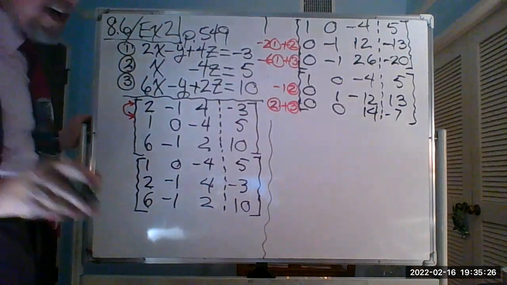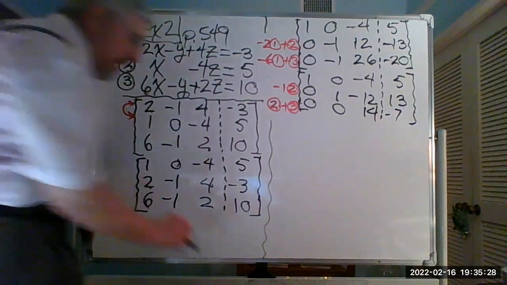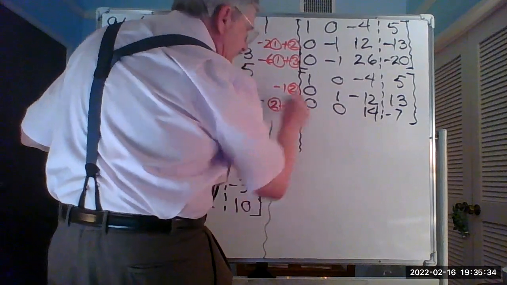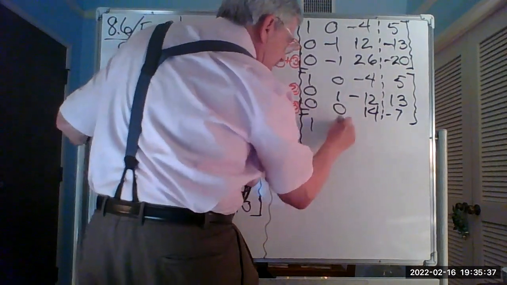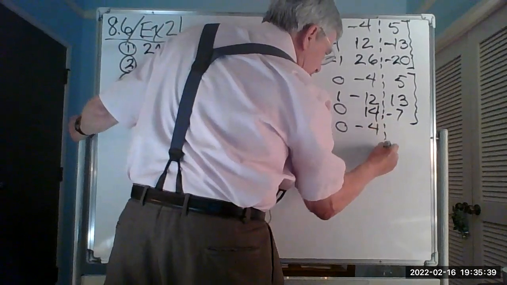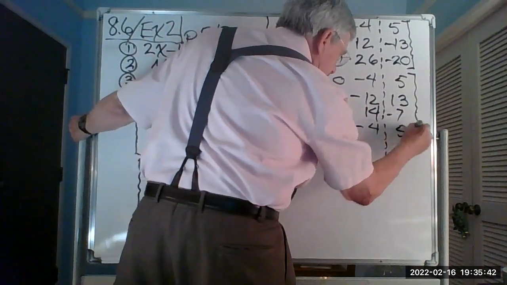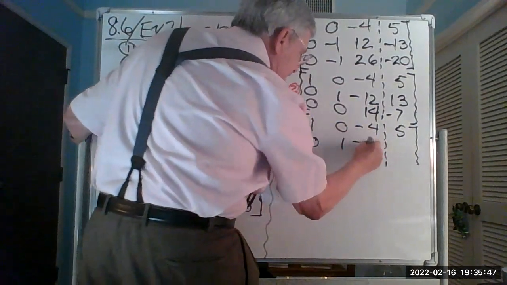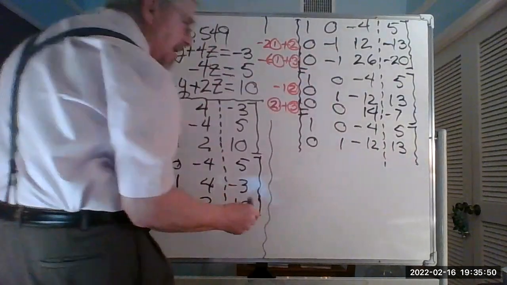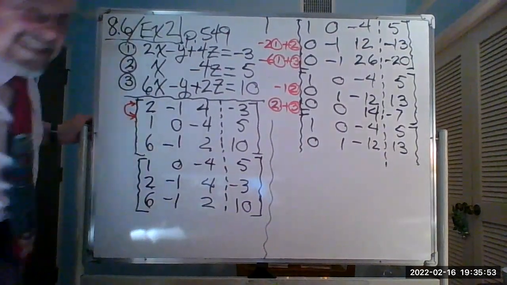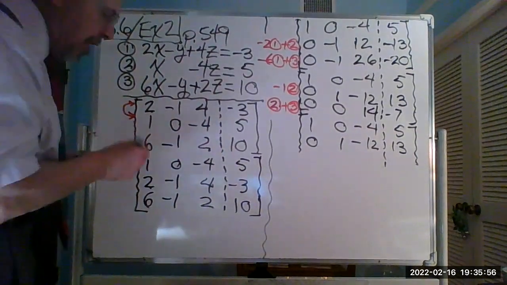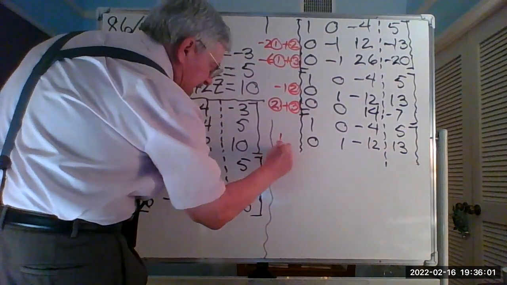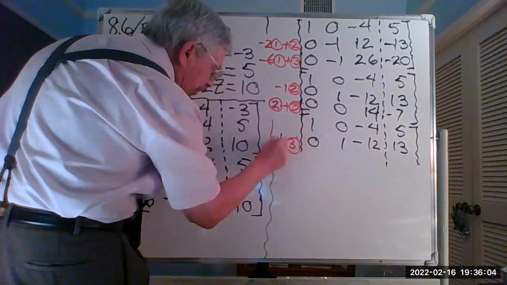Now notice I almost got the complete thing. All I gotta do is one more step here. Now top row stays the same. 1, 0, -4, dash, dash, dash, dash, dash, 5. Next row stays the same. 0, 1, -12, 13. In the last row, I want that 14 to be a 1. So I'm going to multiply row 3 by 1/14.